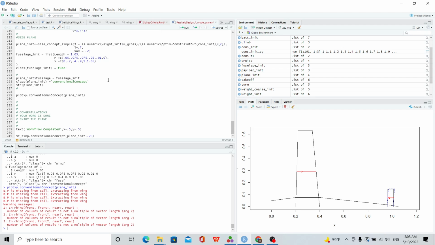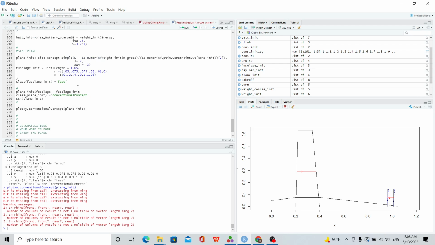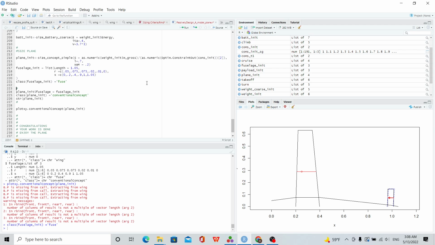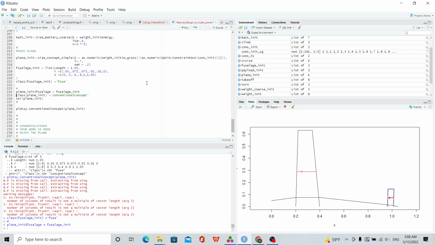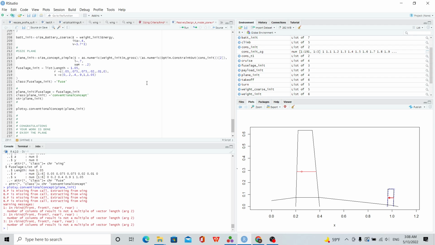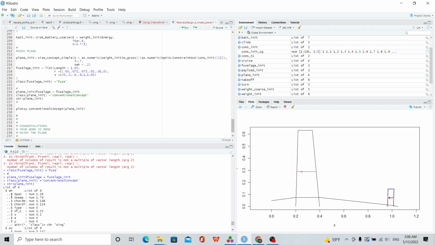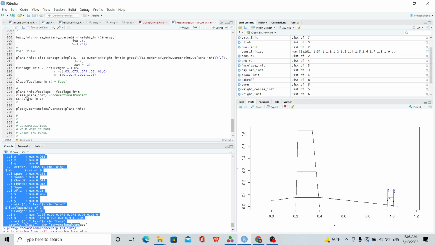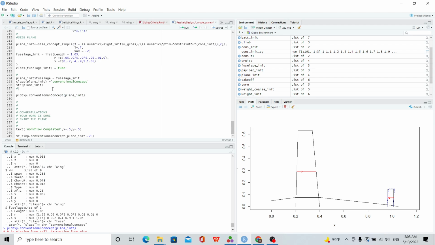So you actually have to decide whether to use a conventional concept like that or some fancy way, and you can write the function like that. But you have weight, you have lift, how much lift you should use and how much battery you should use. So this could give you a pretty good idea. If you choose to use a conventional concept, you could print this out. All the parameters in this plane are stored in this object plane init, and you can of course plot it. This is the way to plot it.